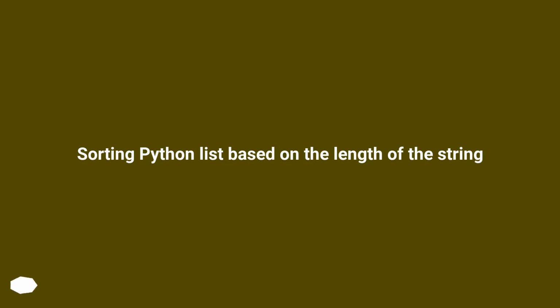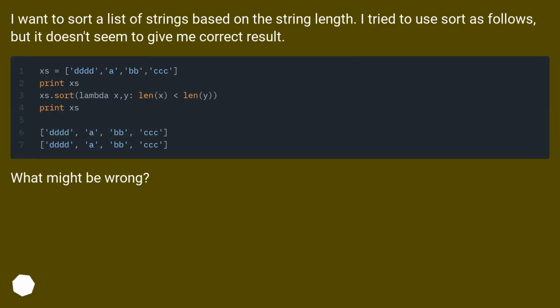Sorting Python list based on the length of the string. I want to sort a list of strings based on the string length. I tried to use sort as follows, but it doesn't seem to give me correct result. What might be wrong?